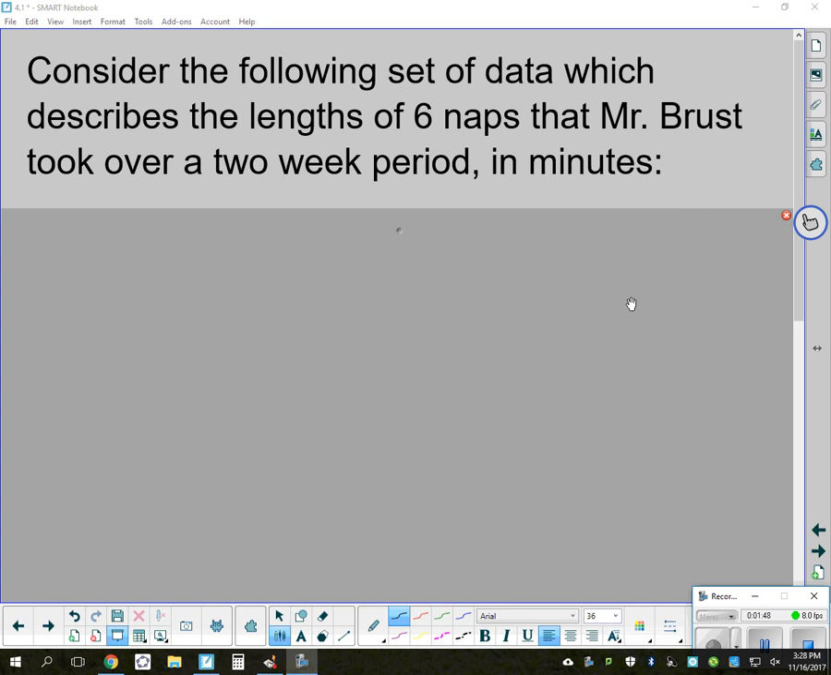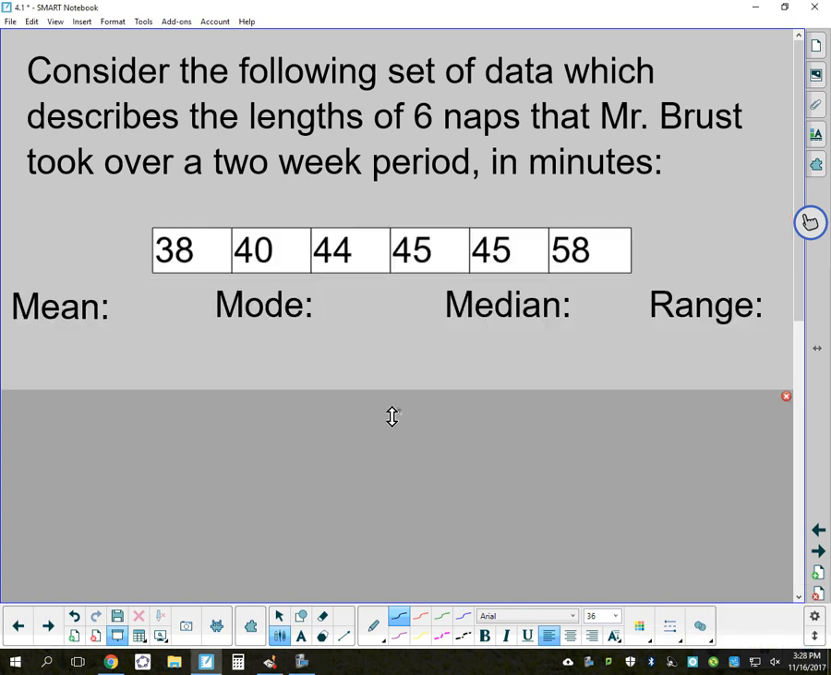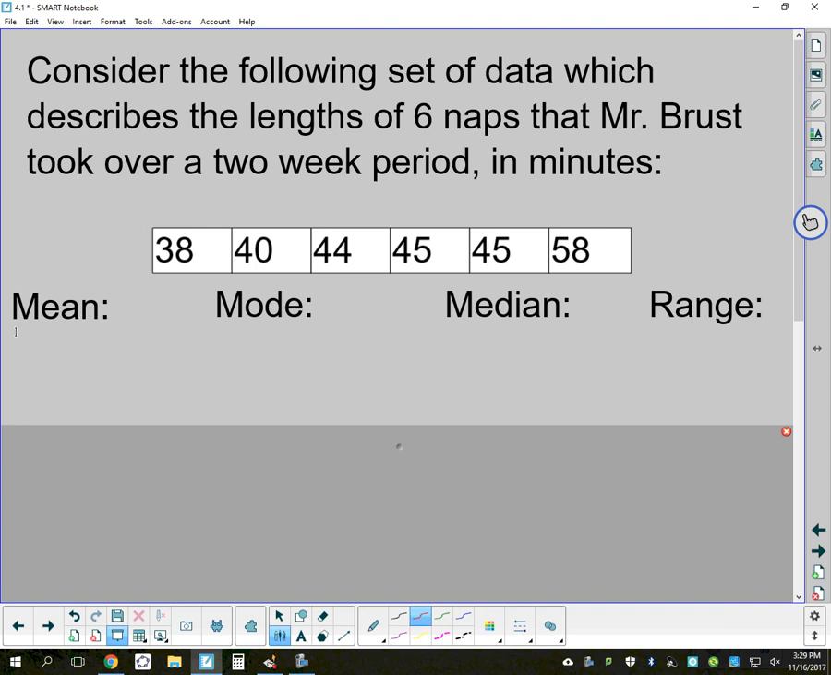Okay, our first example, consider the following set of data which describes the length of 6 naps that Mr. Bruss took over a 2-week period, and the numbers are given in minutes. So here is our data, and we want to find the mean, the mode, the median, and the range. Okay, so mean, you want to find essentially what we call the average. So you're going to add up all the numbers, 38, 40, 44, 45, 45 again, and 58.